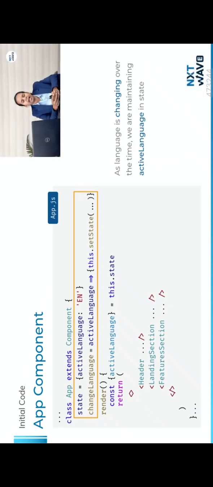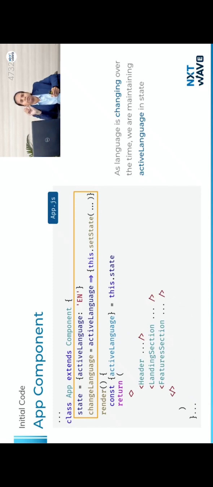Here you can see that in the app component, we are maintaining the active language in the state. The reason is that the active language changes over time. Based on the user action, the active language will change. If in the drop down he selects Hindi, then appropriately in the state the active language has to be updated to Hindi. And if he selects English, then English, like this. So that's the reason we are maintaining the active language in the state.